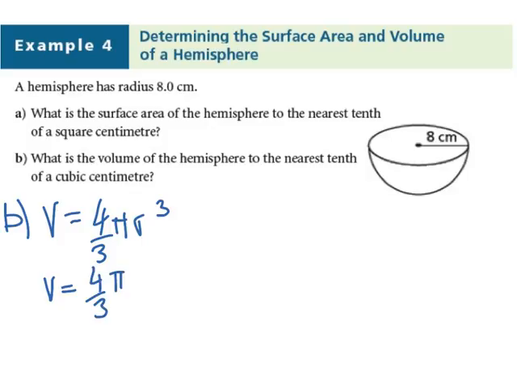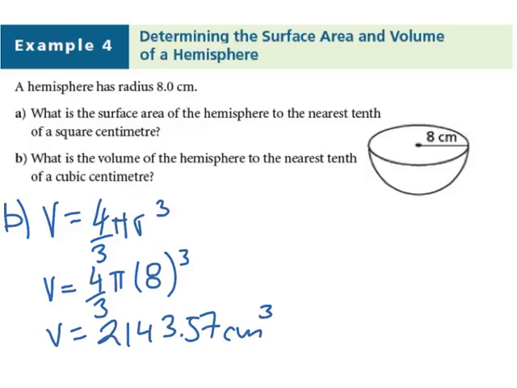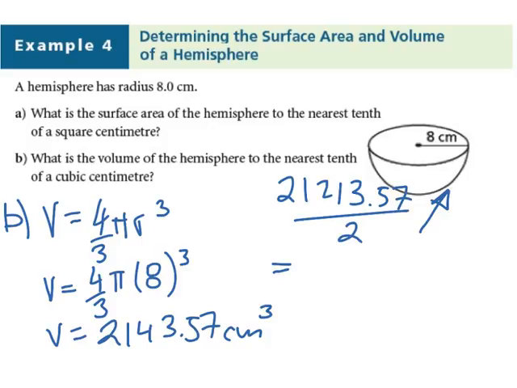So we get a volume of the entire sphere of 2143.57 centimeters cubed. But since we're dealing with half a sphere, we're going to divide by 2 to get the volume of half a sphere, which is, rounded off to the nearest tenth of a centimeter, 1072.3 centimeters cubed.